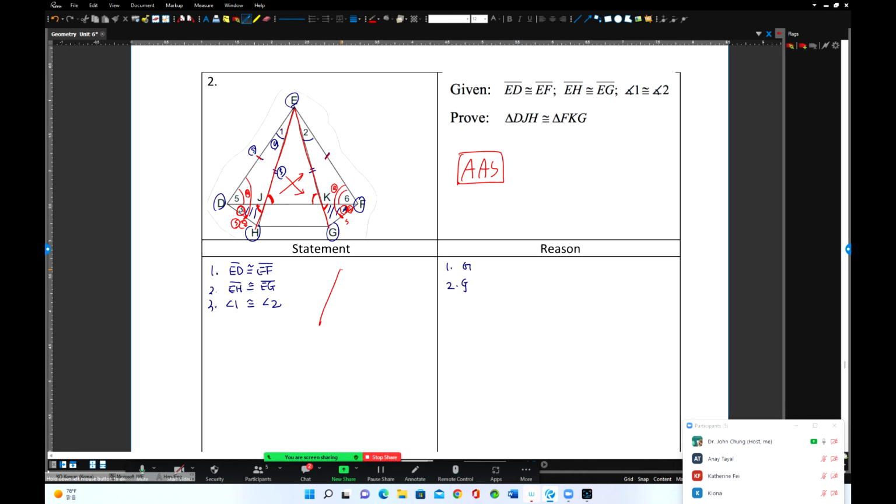This one is a lot of work. You understand, right? These two sides are congruent, opposite angles are congruent. The angles opposite congruent sides are congruent. You have to use this one 2 times.